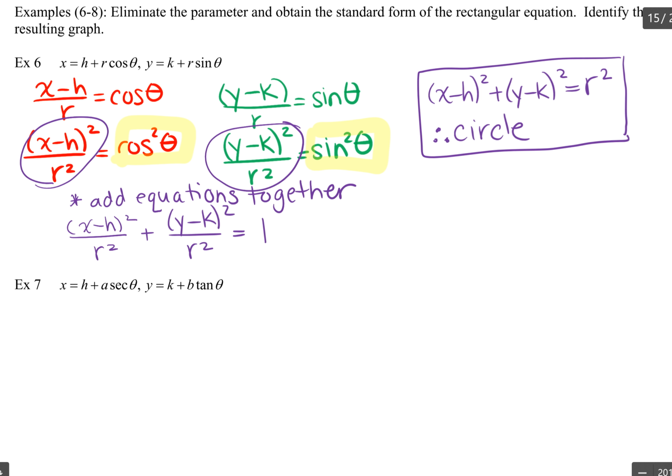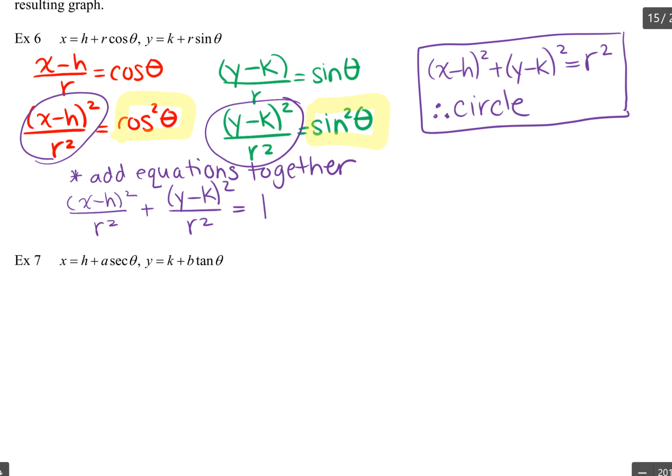Cool. Number 7. So now we're going to do the same thing. So let's go ahead and isolate the trig pieces of this. So on the equation on the left, I'm going to subtract h, divide by a. So I have x minus h over a is equal to secant of theta. And then on the right, so it's a little bit different, I have y minus k divided by b is equal to tangent of theta.